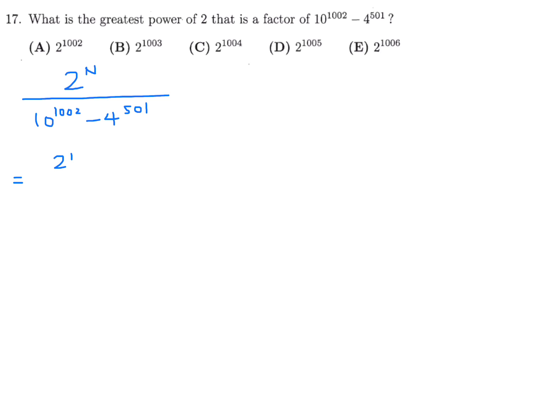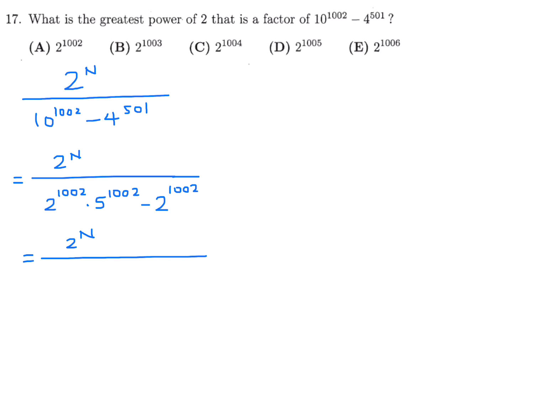I think the first thing is we can factor out, but before factoring, let's try to make them the same bases if possible. 10 is 2 times 5, so this can be 2 to the power of 1002 times 5 to the power of 1002. That's perfectly allowable. And then 4, of course, is 2 to the power of 2, so it becomes 2 to the power of 1002. All right? No tricks, just straightforward exponent laws.